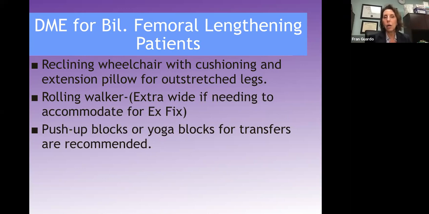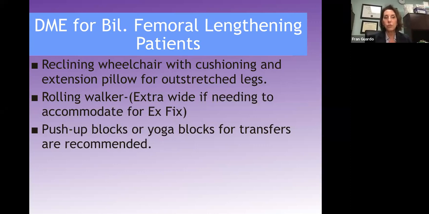They'll need a rolling walker, extra wide to accommodate the fixators if they have it. And if it's somebody with achondroplasia, remember that the length of the arms is also very short. So they're going to need a walker that fits them. So you don't fit it exactly the same way as you would of somebody of typical height.